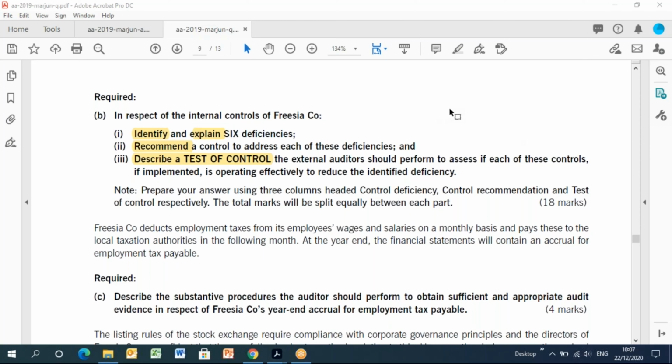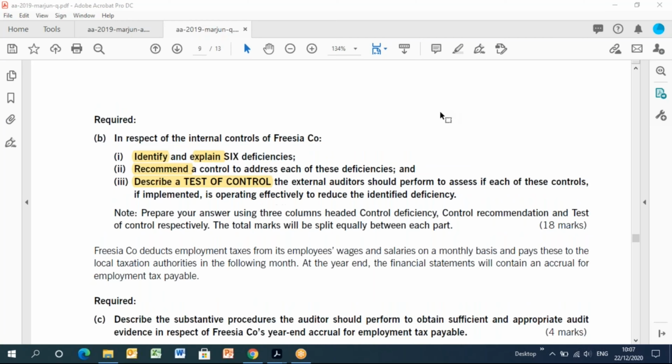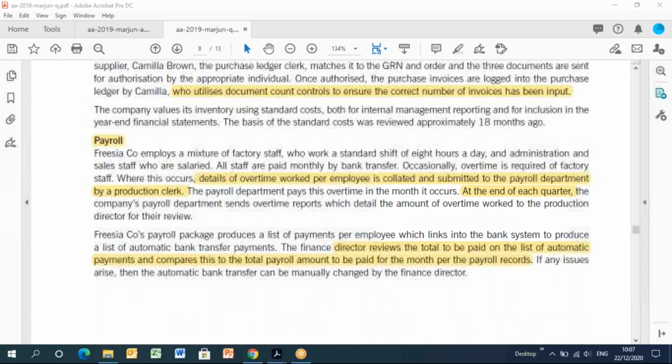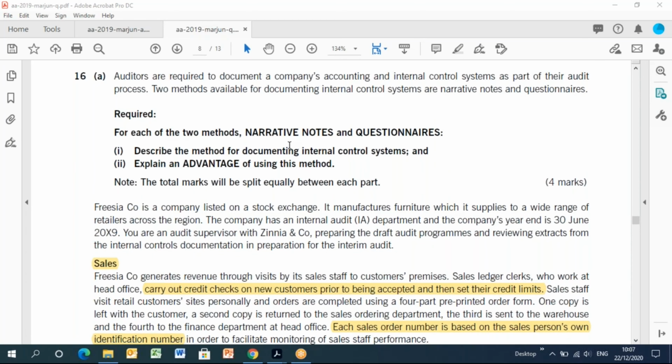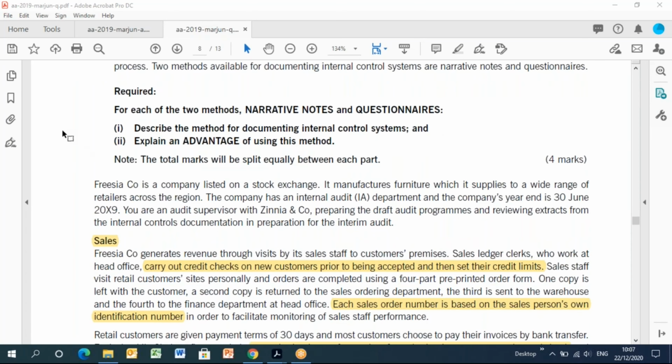In an exam question, it can be asked internal controls relating to anything, or it can be asked just relating to payroll or purchases or sales. But in this question, it was asked all through them. So let's go through the question and identify the deficiencies there are in internal control.